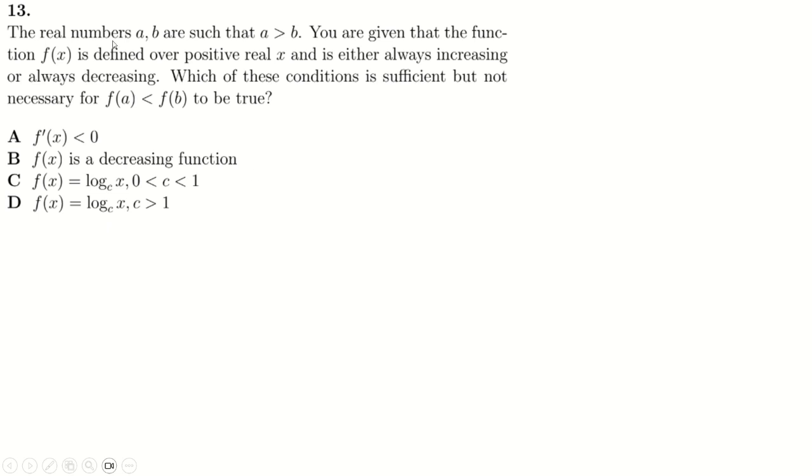Question 13, then, numbers a and b. A is bigger than b. The function is defined over positive real x, and it's always increasing or always decreasing. So, okay, that means the function looks a bit like this. It's only defined over here. You have an a bigger than a b, so that's over here somewhere. And which of these conditions is necessary for f of a to be less than f of b? So f of a may be here, f of b over here, and we're less than this way. So this is the general setup. Now, which of these conditions is sufficient but not necessary?